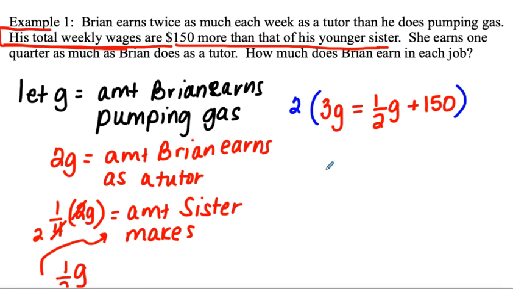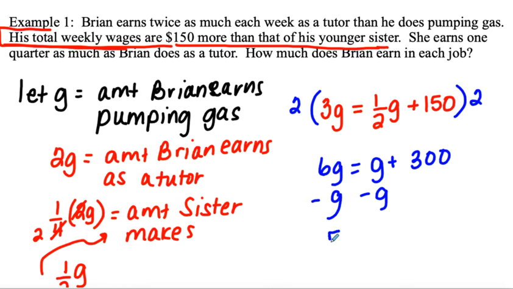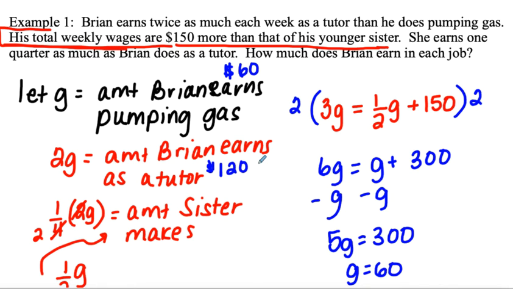So I'm going to multiply everything by 2, giving me 6G equals G plus 300. I'm going to subtract G from both sides, and I get 5G equals 300. And so G equals 60. So Brian earns $60 a week pumping gas, and he earns $120 a week tutoring. And there are the answers to our questions. All right, hopefully that was a helpful one. We're going to do one more.